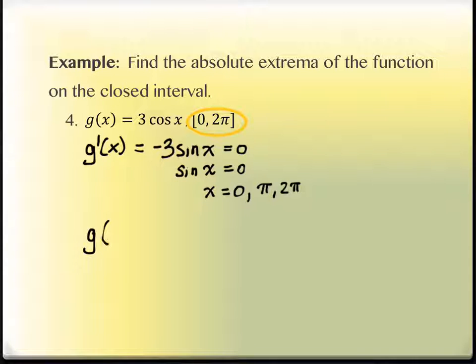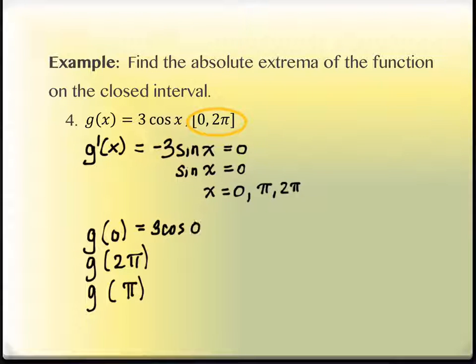So we're going to test g of 0 and g of 2 pi because they're endpoints. And then we're also going to test g of pi because it's the point where the derivative is equal to 0 that wasn't an endpoint. As you're doing this, be careful that you're testing into g, not into g prime. So this is 3 cosine of 0, 3 cosine of 2 pi, and 3 cosine of pi. 0 and 2 pi are the same thing on the unit circle, right?